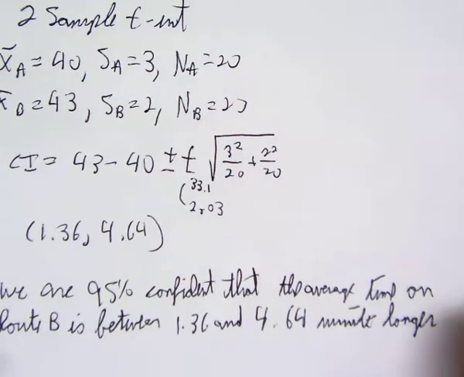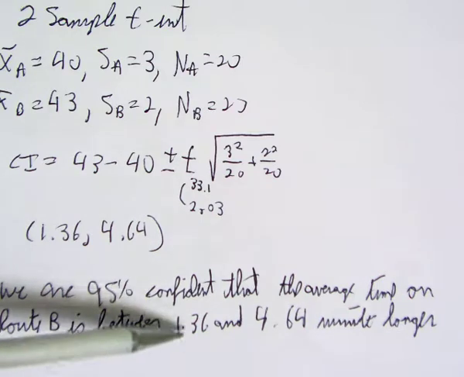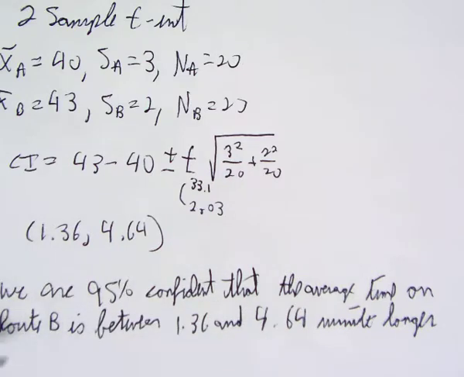And then the answer to the second question, the guy says you will save 5 minutes if you go route A. Well, 5 minutes is not in our interval. So, as a matter of fact, the entire interval is below 5 minutes, so there's absolutely no evidence that you'll save 5 minutes. So that's a fairly conclusive statement.